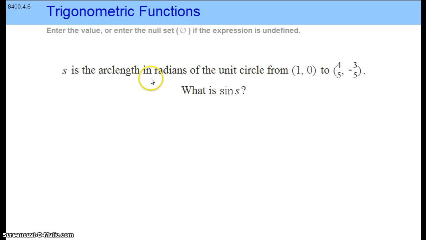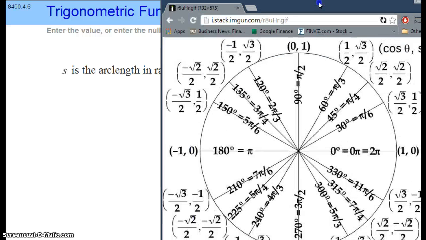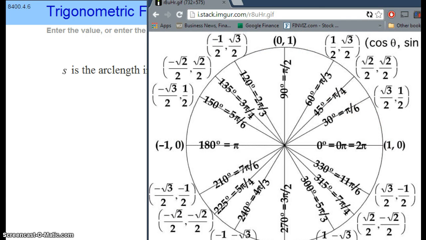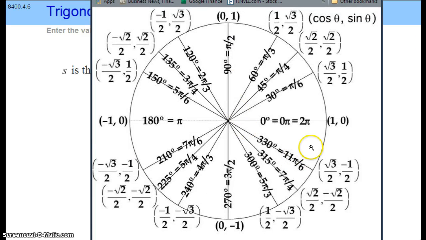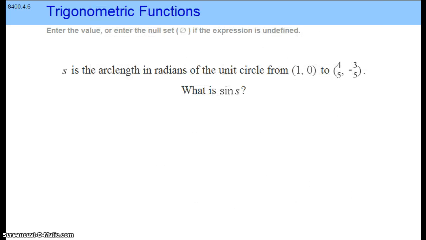S is the arc length in radians of the unit circle from (1, 0) to (4/5, -3/5). What is sine S? Hopefully you'll start to be able to visualize this given what we just talked about with the unit circle. First of all, we're going to be drawing something. First plot the point (4/5, -3/5). 4/5 is x, so it's going to be closer to 1, like right here, and then -3/5 is going to be in this vicinity, somewhere here. I'm not quite sure what it is yet, but it helps to draw it.